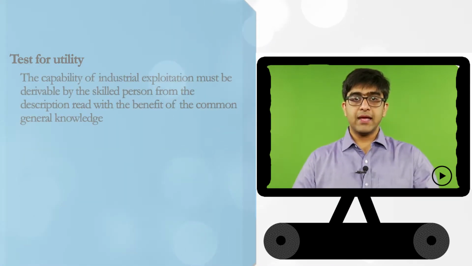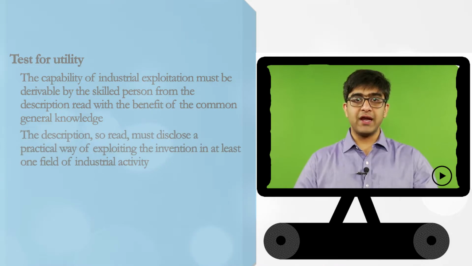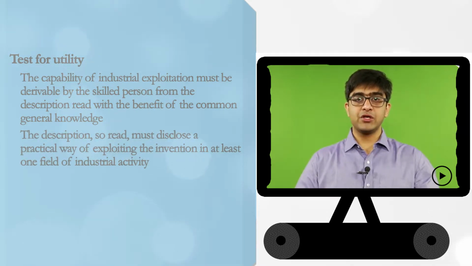Thirdly, the capability of industrial exploitation must be derivable by the person skilled in the art from the description read with the benefit of the common general knowledge. Fifthly, the description so read must disclose a practical way of exploiting the invention in at least one field of activity. As I mentioned, there must be a sound and concrete basis for recognizing that the contribution could lead to a practical application in an industry.